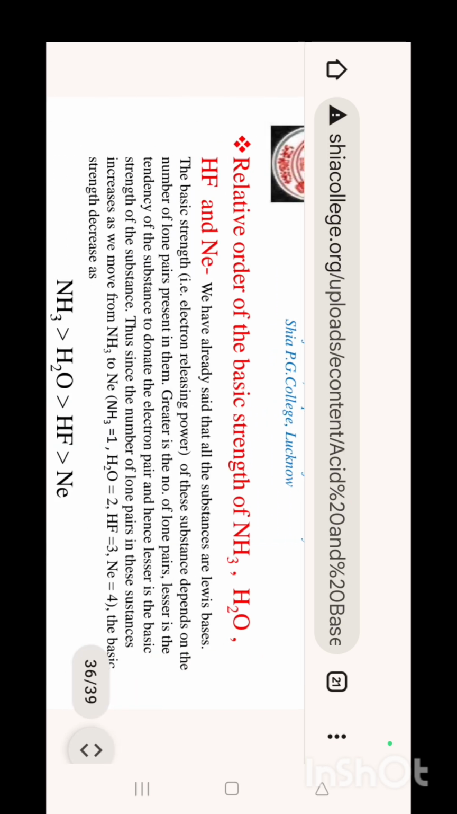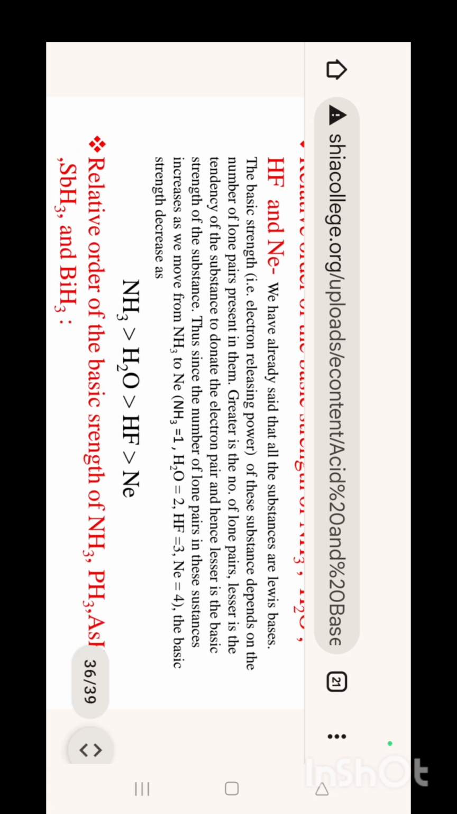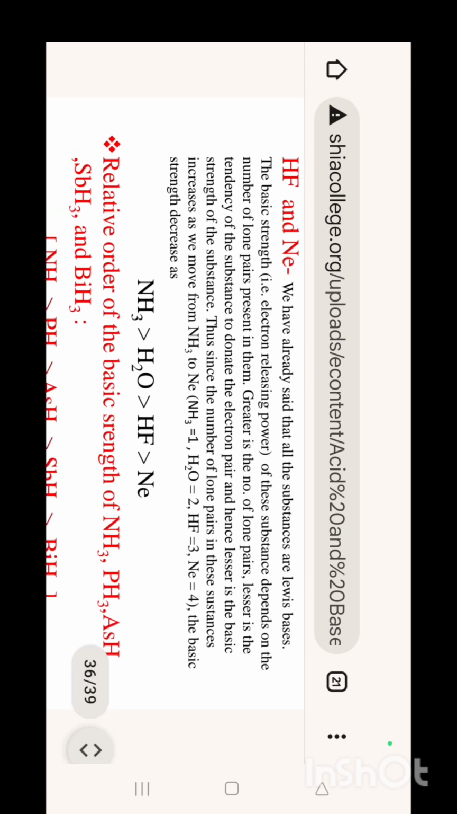Relative order of the basic strength of NH3, H2O, HF and Ne. We already said that all these substances are Lewis bases. The basic strength of the substance depends on the number of lone pairs present in them. Greater is the number of lone pairs, lesser is the tendency of the substance to donate the electron pair and hence lesser is its basic strength. Thus, since the number of lone pairs in the substance increases as we move from NH3 to Ne, the basic character decreases: NH3, then H2O, then HF, then Ne.